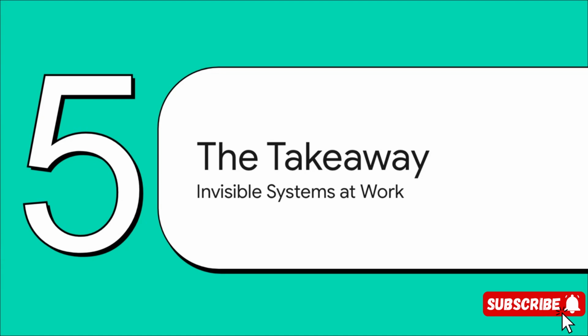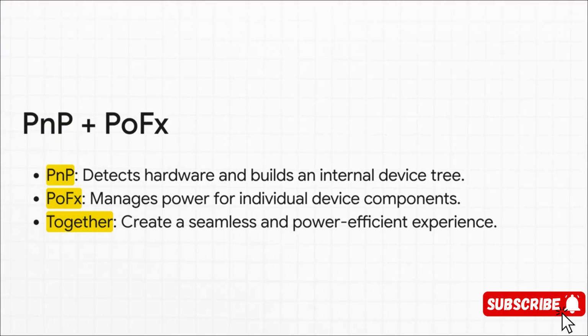All right, let's bring this all home. We've looked at two incredibly complex systems that are constantly working behind the scenes. They're totally invisible to us, but they're responsible for creating that smooth, efficient experience we all expect. Here's the big takeaway. Plug and Play is like a city planner. It's constantly building and updating this detailed map of all your hardware and assembling the perfect teams to manage everything.